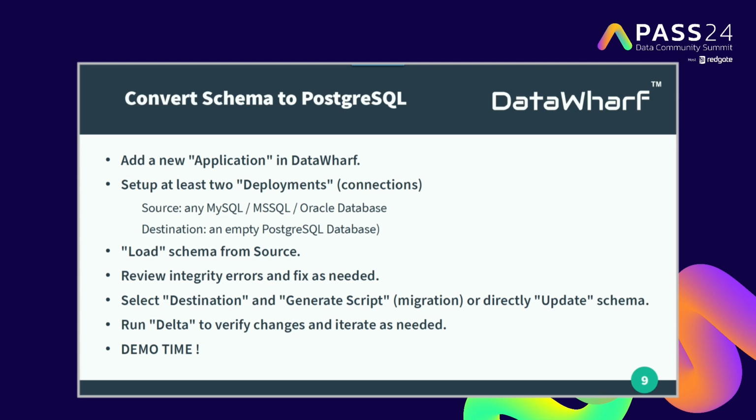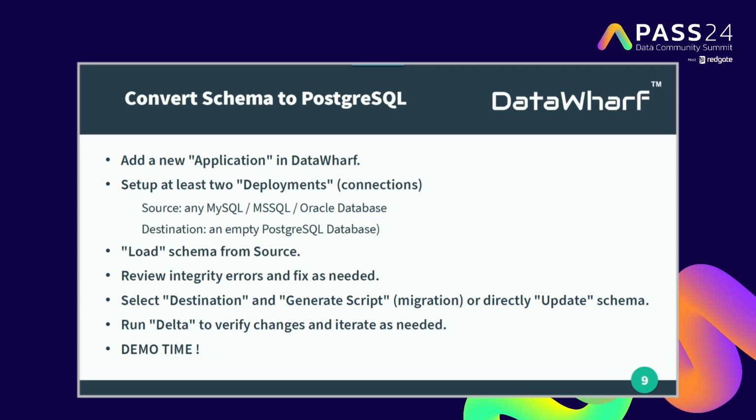All right, these are the steps that I'll be creating. Normally, I would be adding a new application, although I already did it for time reasons. You need to set up 2 deployments. Here, I will be using MySQL as my source schema. I'm using a very simple open source schema. But I did execute this on some very large Oracle databases. I had one with over 5,000 tables and over 150,000 columns to convert. So this can really handle very large schemas.